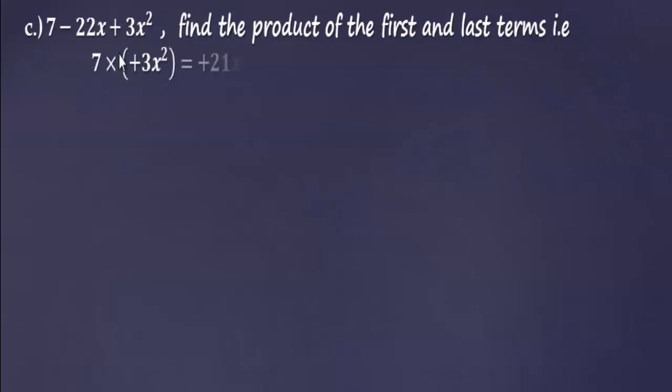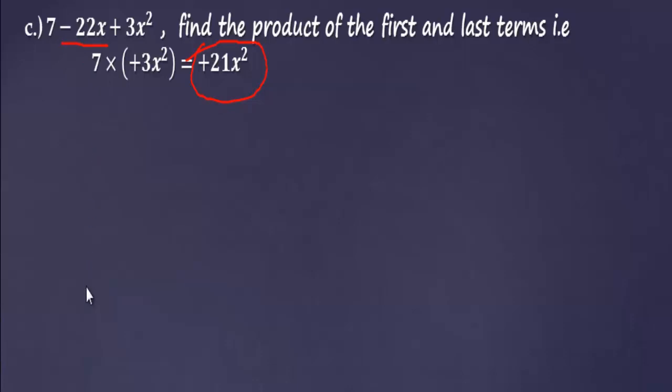C is 7 minus 22x plus 3x squared. Find the product of the first and last terms, and that is what you are going to do. You are going to multiply the first and the last together, which is 7 times 3x squared, which is plus 21x squared. Then you are looking for two terms that when you multiply them together, they will give you plus 21x squared, and when you add them together, they will give you minus 22x.